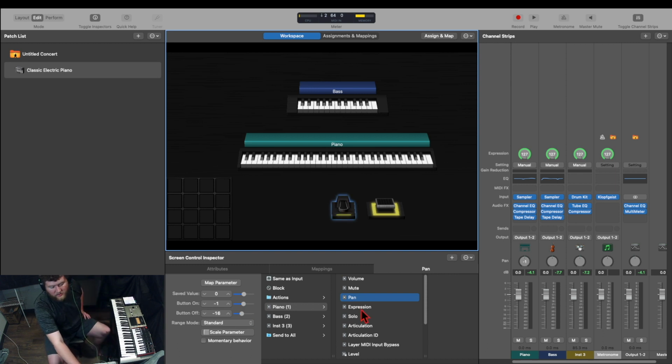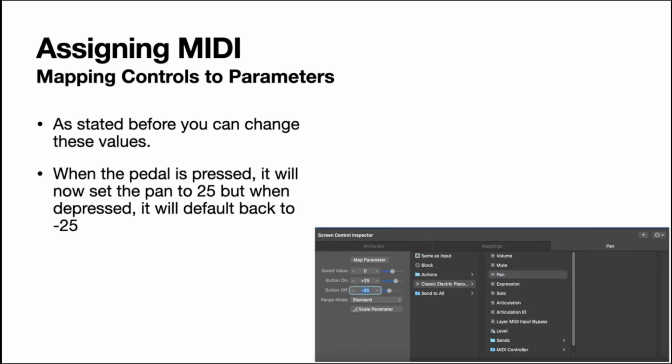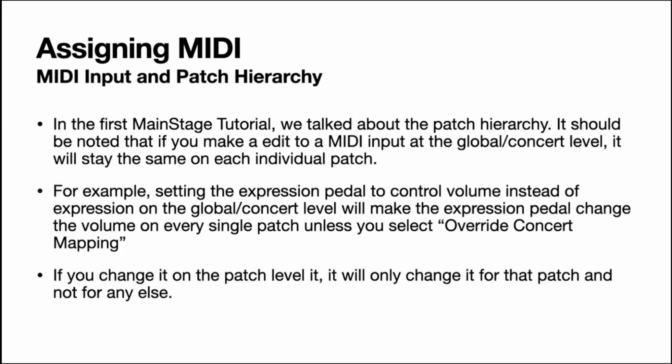But there you go. There's something that you can do right there. So that's an example of editing the sustain pedal to do stuff. So here's an example. When the pedal is pressed, it'll now set the pan to 25, but when it's depressed, it'll default back to negative 25. There's an example of that.